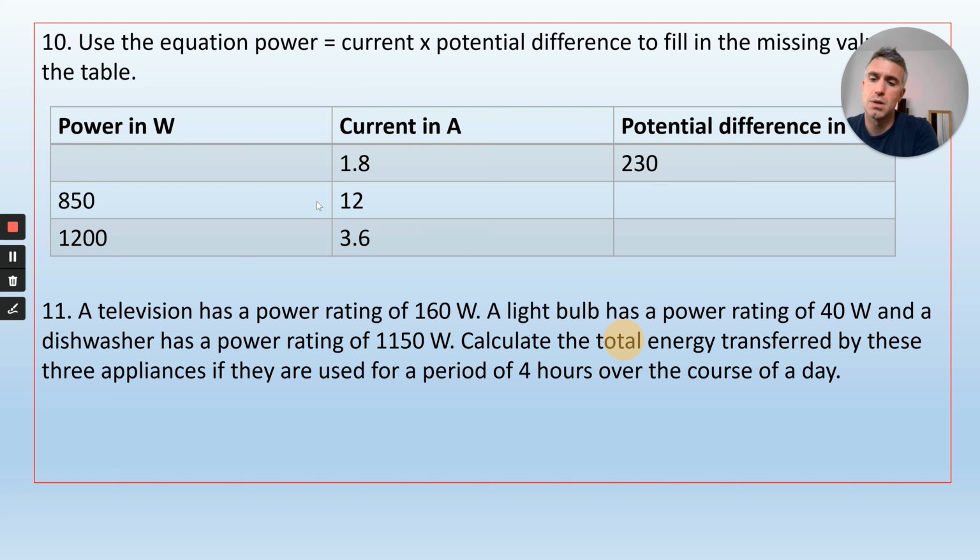Remember watts, so joule per second. How do you work out how many seconds there are in 4 hours? How many seconds are in a minute? 60 seconds in a minute. How many minutes in an hour? So that is how many seconds in 1 hour. Times by 4 hours, times by 4, tells you how many seconds in 4 hours.